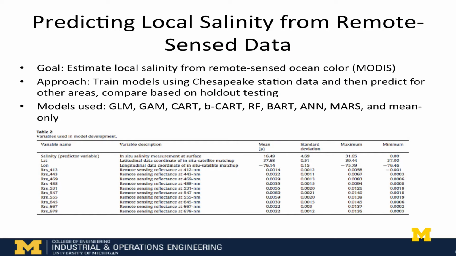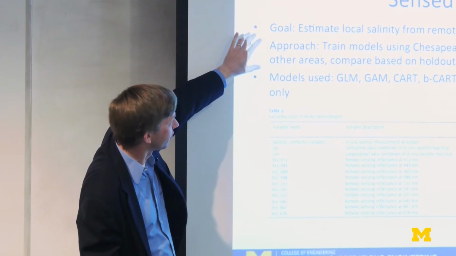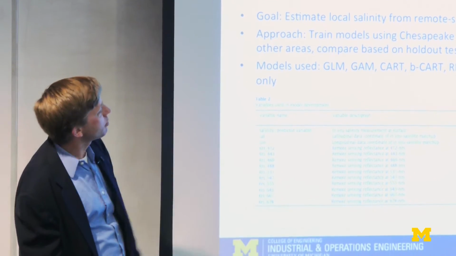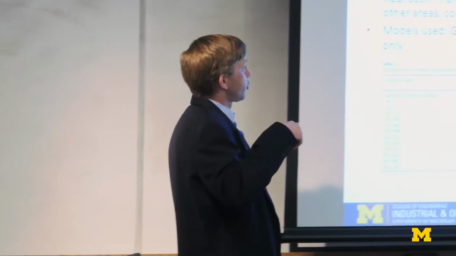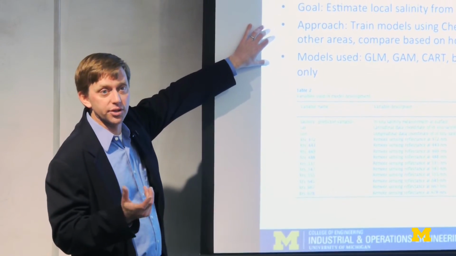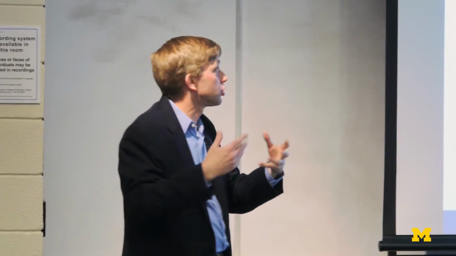OK, so the first step was to say, can we estimate local salinity from remote sensed data? We were collaborating with Ben Zaitchik, who was Aaron Urquhart's advisor. Aaron was a student on this. Ben does a lot of remote sensing work. So they said, we want to try and estimate local salinity from remote sensed ocean color from MODIS. OK, I personally at the time didn't know very much about MODIS, but fine, we learn. So we trained the models using the Chesapeake Bay station data, and then predicted for the other areas. And then we compare based on holdout testing. So we take a certain fraction of those stations out, train on the rest, and predict the missing stations. We do this over and over again.